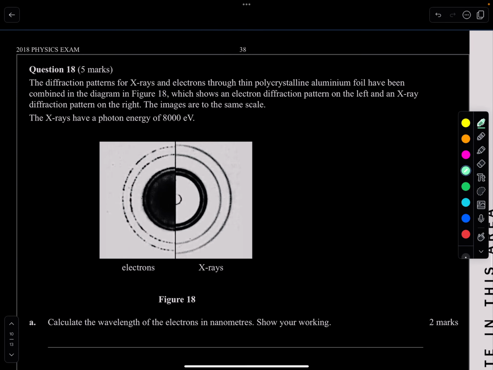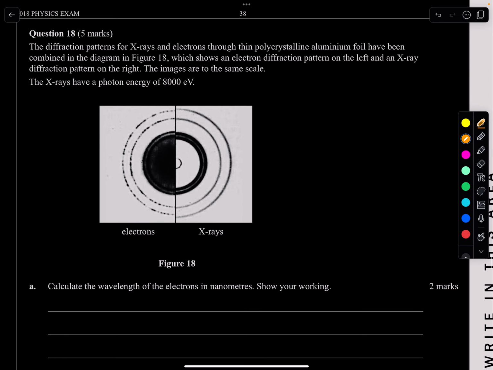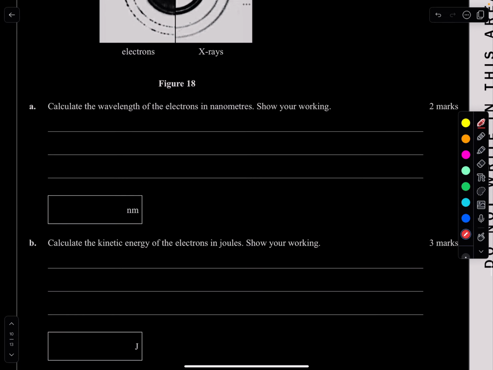Done. Question 18. The diffraction pattern for X-rays and electrons through thin polycrystalline aluminum foil has been combined in the diagram in figure 18, which shows an electron diffraction pattern on the left and an X-ray diffraction pattern on the right. The images are in the same scale. The X-rays have a photon energy of that. Basically you can see that they both have the same wavelength. Look at the pattern. They actually look very, very similar. Why do they have basically the same pattern? Don't forget, wavelengths are the same, and also momentum is the same. Calculate the wavelength of the electrons in nanometers.